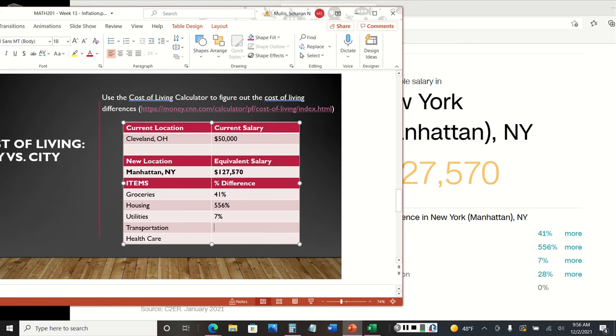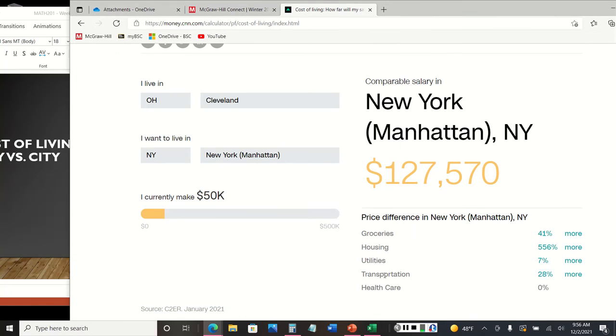Your transportation would be 28%, which you may or may not have to worry about, and the healthcare is the same because they have a pretty good public transportation system. So you might be able to, if you have a car now, ditch the car, but just know that your housing expenses are going to be more and the groceries are going to be a lot more.